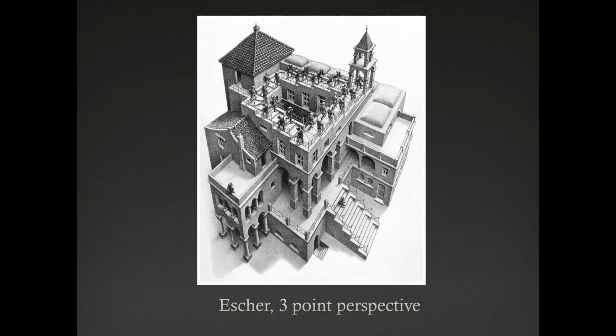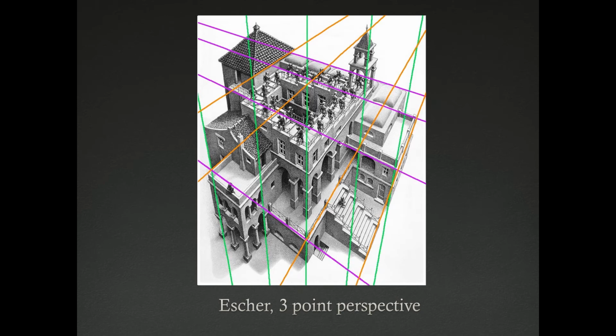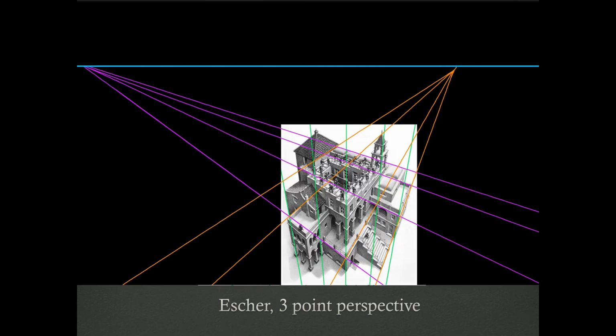That being said, overall the image follows the rules of three-point perspective. As we can see here, you have diagonal lines, the orange ones going this way and the purple ones going to a vanishing point way off the picture plane on the upper left, and then the verticals are converging at a third vanishing point way down below the image. And here I've gone ahead and extended them even further so you can see how far they are off the image.